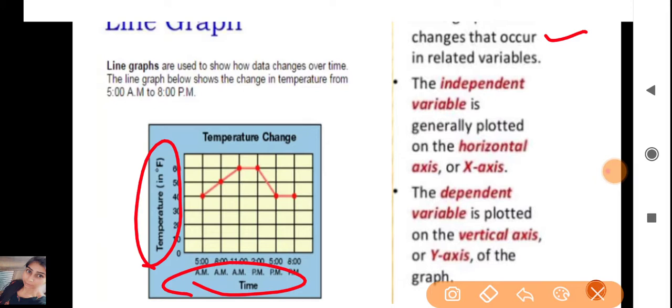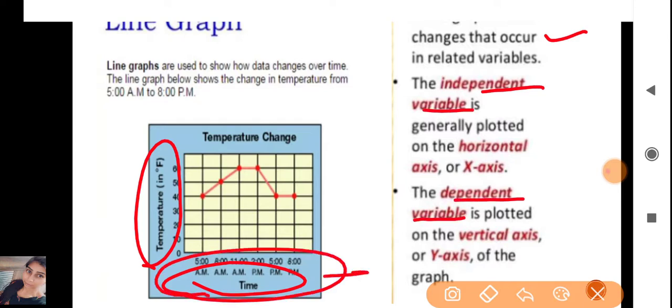So in a line graph you have two variables, independent variables and dependent variables. The independent variable will be plotted on the x-axis, that is, here in this one, time is the independent variable, and the dependent variable will be plotted on the y-axis, that is, the temperature.